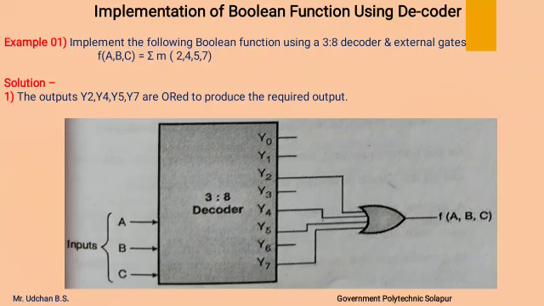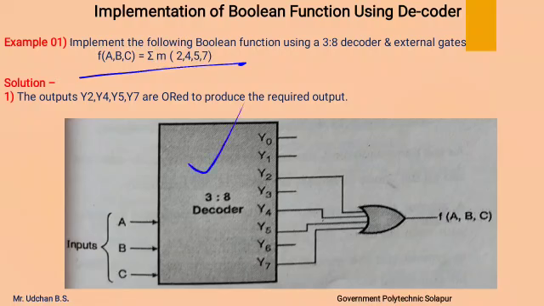Now next we will see how to implement a boolean function using a decoder. Here one example is given. We have to implement the given equation using a 3 to 8 decoder and external gates. So for that, if we observe the equation, it is a SOP form of boolean expression, which contains the decimal digits 2, 4, 5, 7.